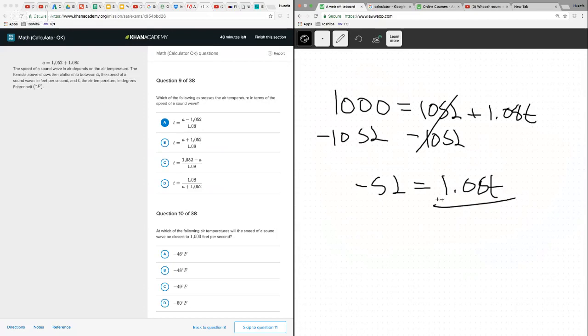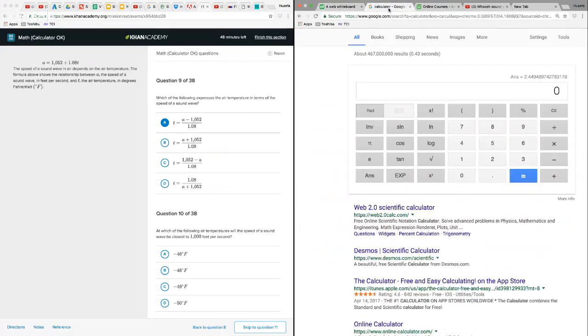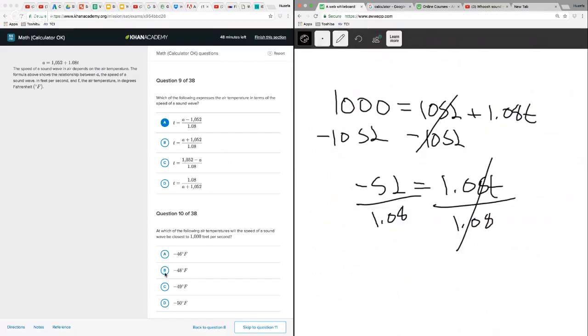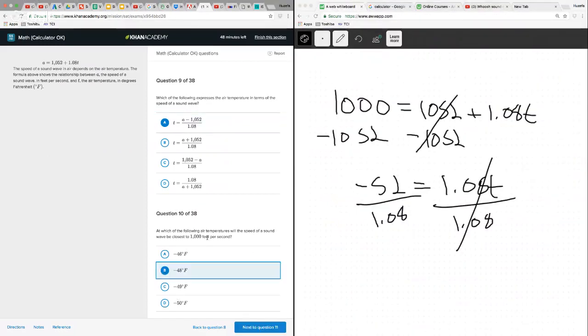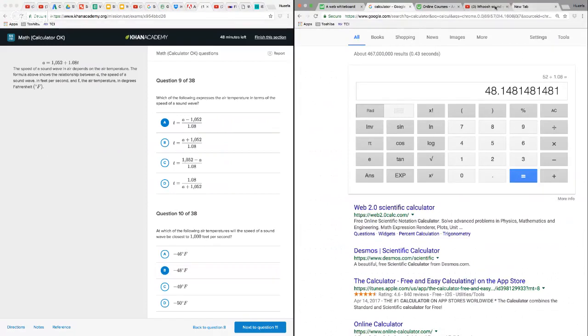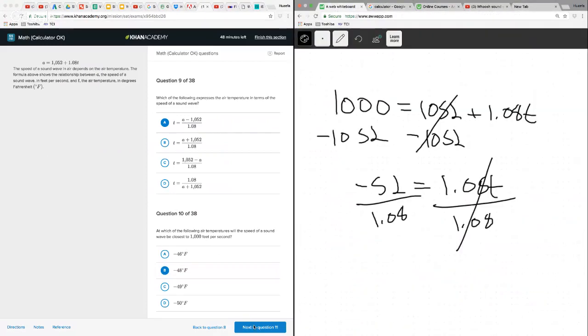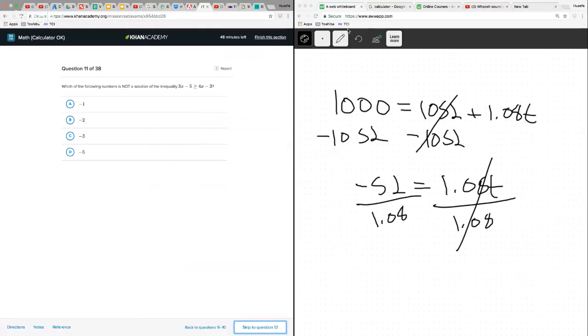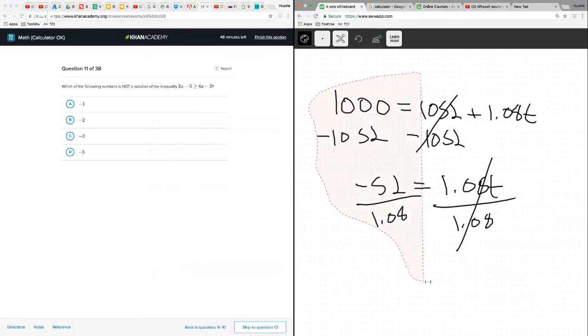Since this is the calculator section, I'm going to go ahead and use the calculator to speed up time. T is negative 52 divided by 1.08. Just remember, this is negative. And it's about negative 48 degrees. Man, look how close these are all together. Negative 48, negative 49. So the calculator is good, so we can get a really nice, precise answer here. Right? So they're less kind to us in the calculator section as far as precision.